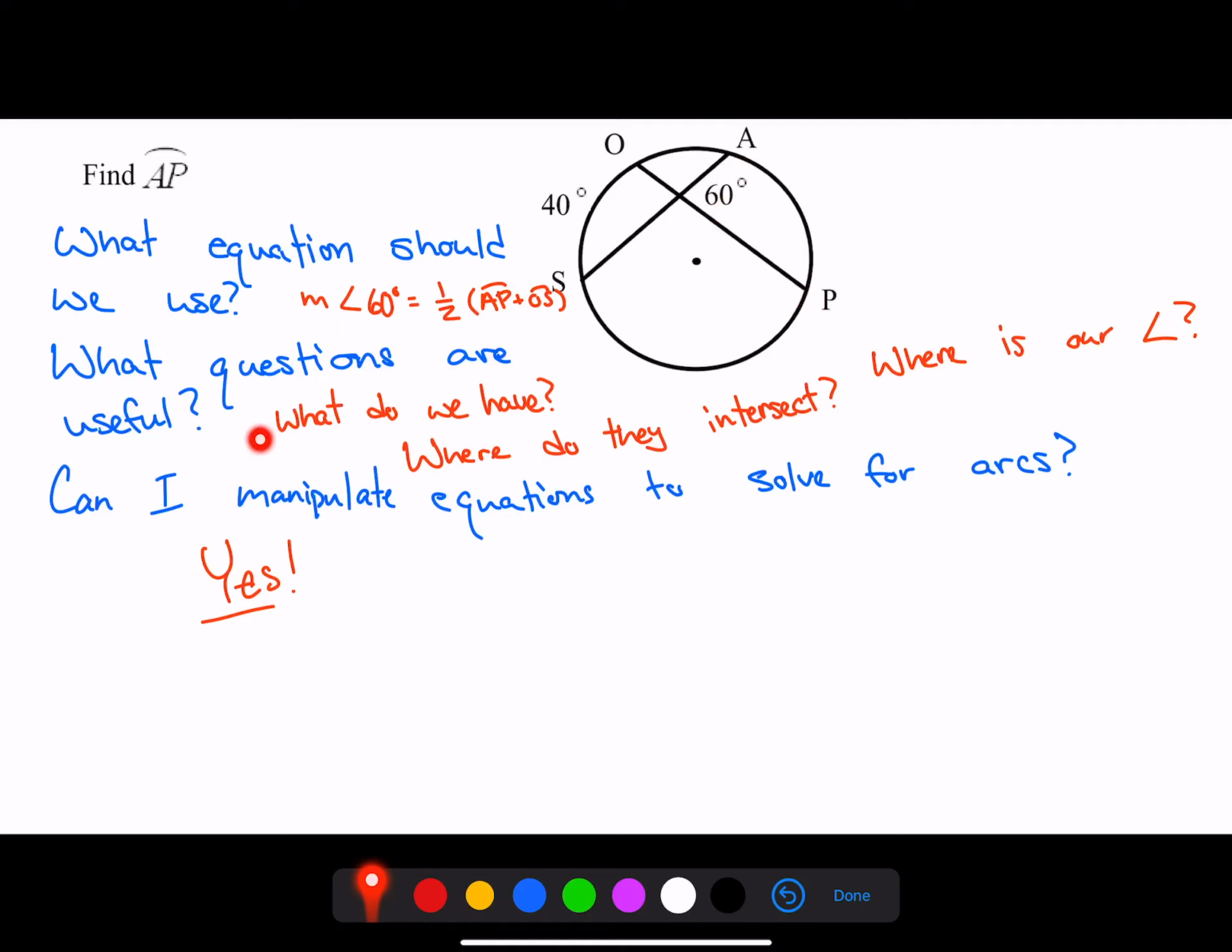Which questions are useful? Well, what do we have? In this case, we have chord, chord intersecting on the inside. Where do they intersect? Again, on the inside. And where is our angle? Well, what we're trying to solve for is this arc over here. So we're trying to solve for AP, and I'll go ahead and label that as X for now. Then lastly, can I manipulate equations to solve for arcs? Absolutely. We can manipulate any equations that we'd like. So if you want to manipulate it to solve for an arc, you definitely can do just that.